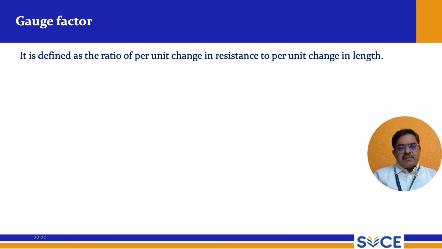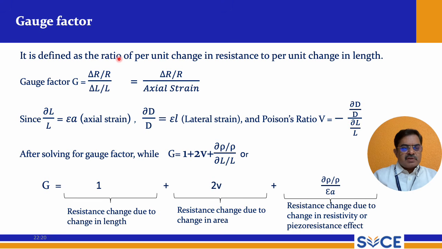And we have a very important concept here, that is gauge factor. It is defined as the ratio of per unit change in resistance to per unit change in length. So this is a very important 2 mark question also. This is the simple equation for gauge factor: G equals delta R by R divided by delta L by L. So that is equal to delta R by R divided by axial strain.